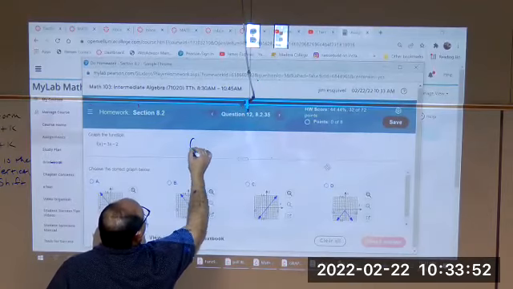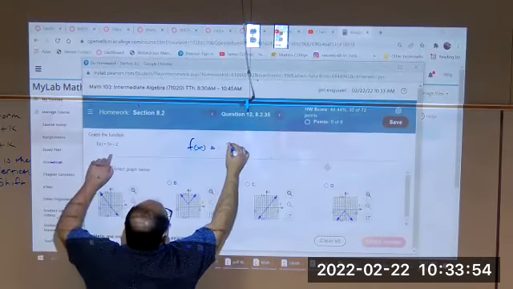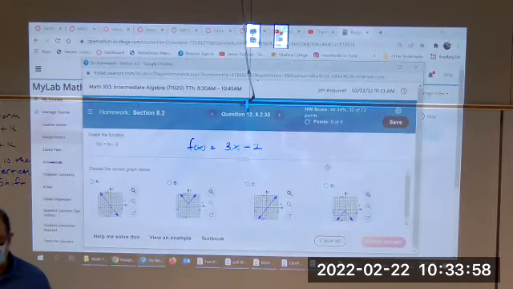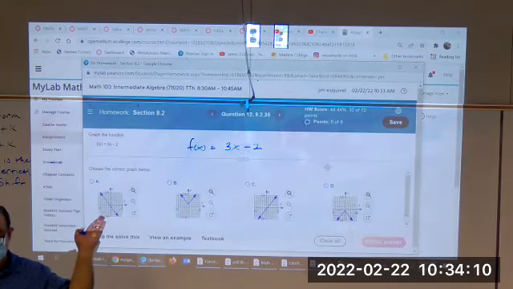F of x is 3x minus 2. Is that a parabola? How come it's not a parabola? It's not a square. You don't have the power of 2. You recognize what this is?